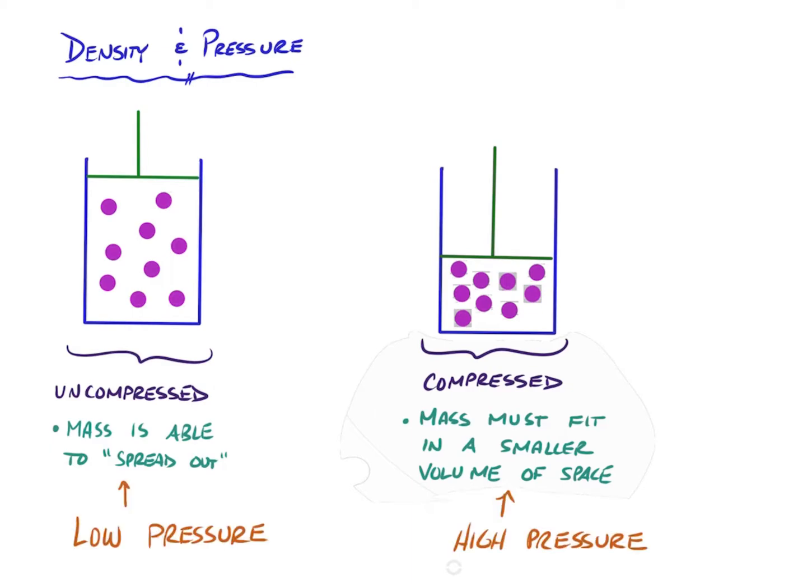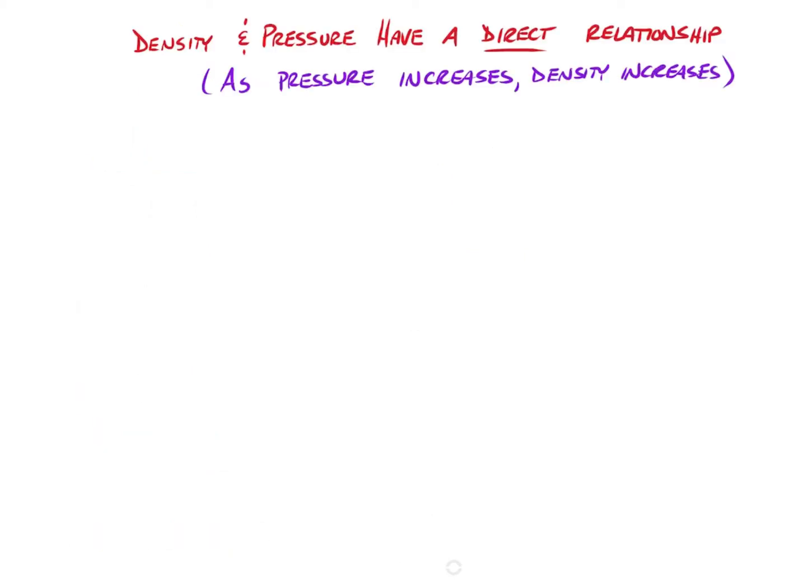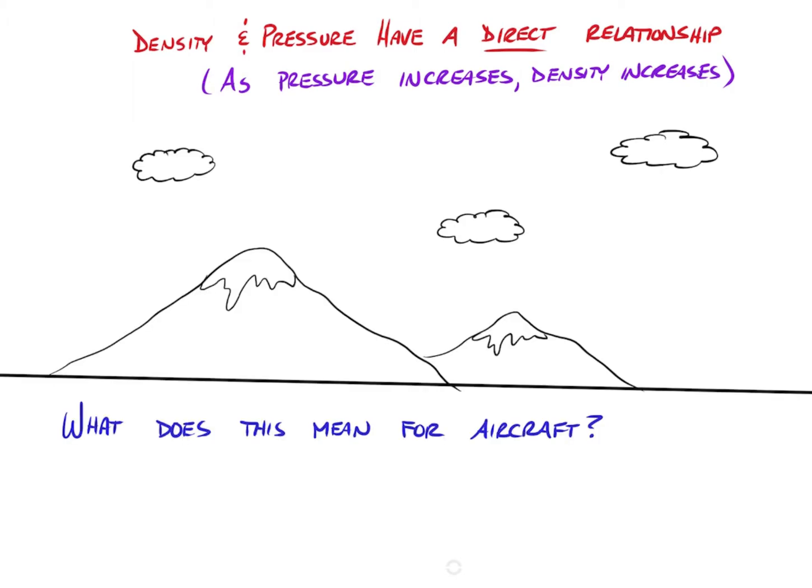So we have a lower pressure in the case on the left and a higher pressure in the case on the right. And we therefore say that there is a lower density on the left and a higher density on the right, because we'll find more molecules in a smaller amount of space in the diagram on the right. So density and pressure have a direct relationship. As you increase the pressure of the air or the fluid, the density of that air or fluid will also increase as well. And what does this mean for aircraft?